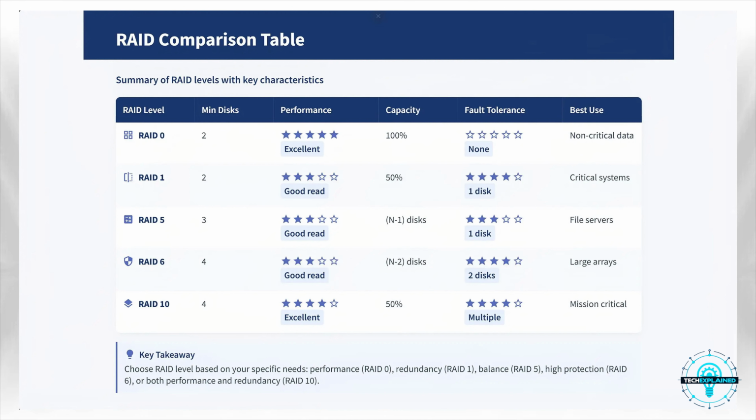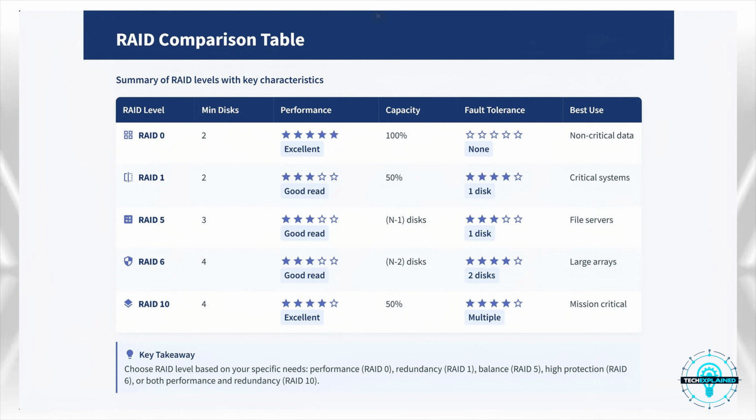RAID 5 offers a good balance of performance, redundancy, and storage efficiency with the ability to survive a single drive failure. It's a popular choice for general-purpose servers and storage systems. RAID 6 provides even greater fault tolerance than RAID 5, with the ability to survive 2 drive failures, but at the cost of some performance and storage efficiency. It's suitable for critical systems with large drives where the risk of multiple failures is higher.